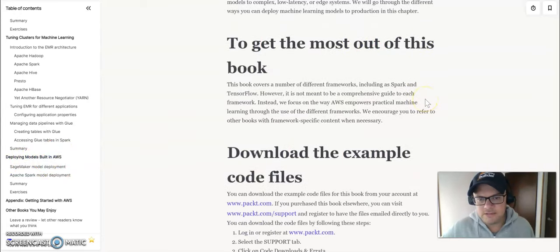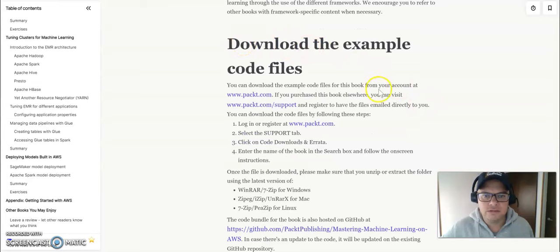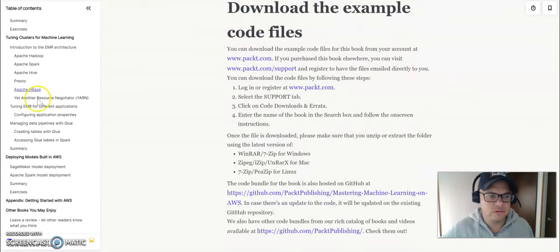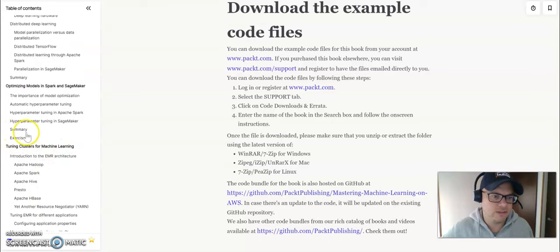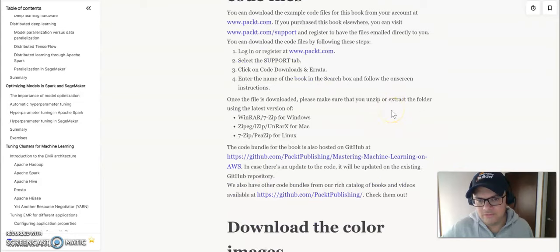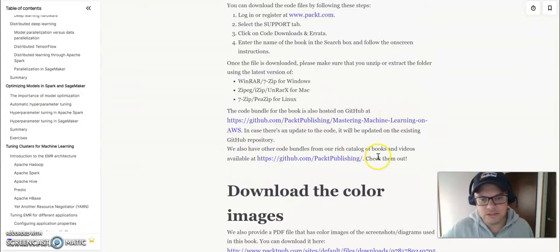Something that is very interesting about this book is that you have all the code. So if you get the book, you are going to have access to all the code. As you see in each chapter, there are some exercises that you are going to be able to develop in order to understand the concepts.